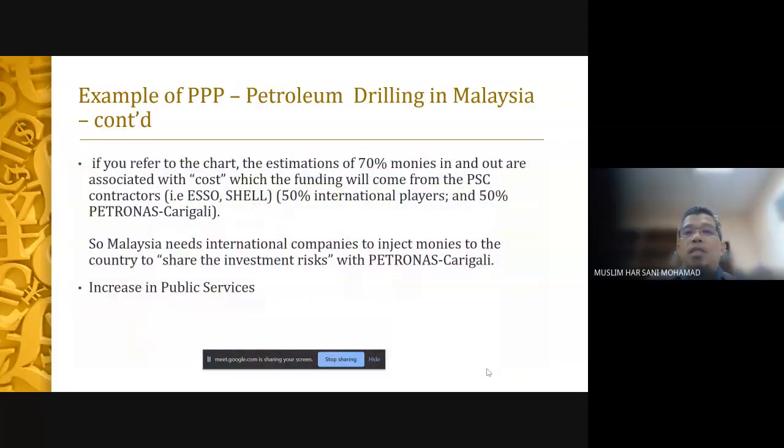Right, these are just the explanation in terms of costs, but the idea is to increase public services. So with this platform, the money, in the form of tax as well as profit sharing, the federal government and state government can benefit.